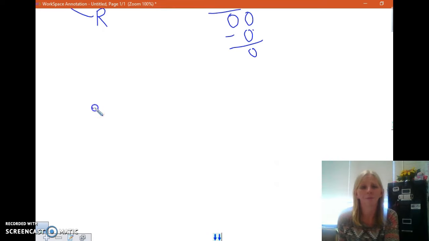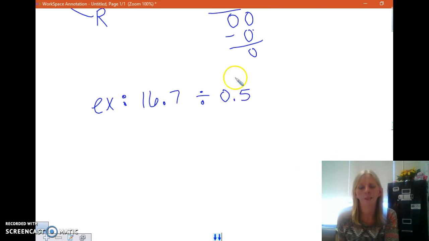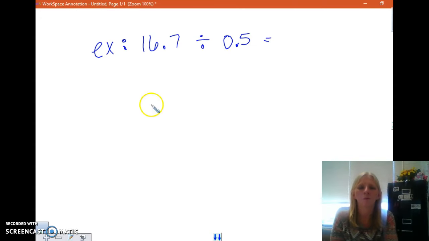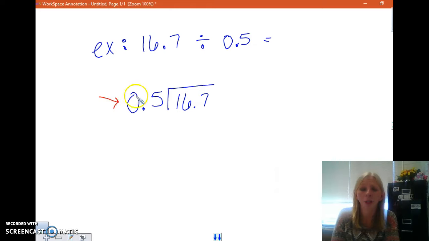What if we have 16.7 divided by 5/10? Let's set it up first. 16 7/10 goes inside because it's the dividend, and then 5/10 goes outside because it's the divisor. Is our divisor a whole number? No, we have to change it. How many places are we going to move the decimal? We are going to move it one place.